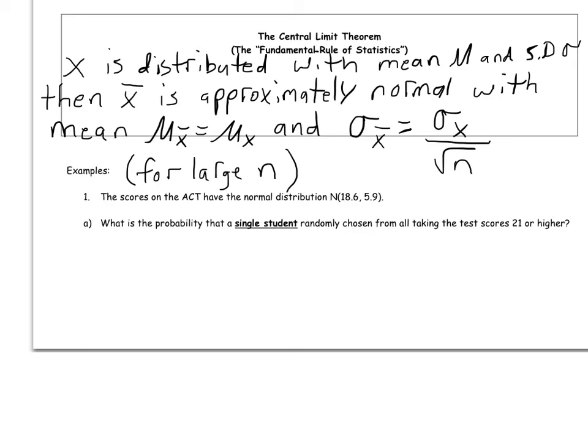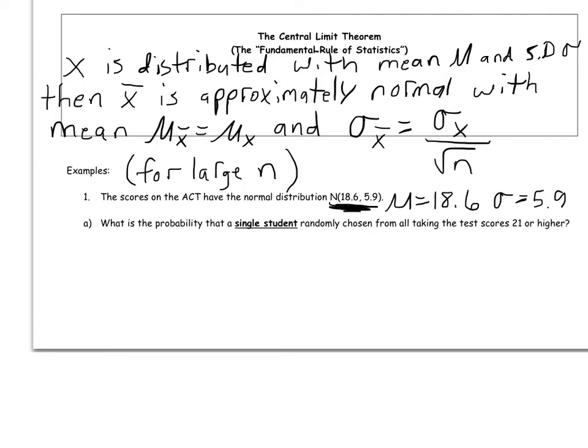So let's look at a problem here. The scores on the ACT have a normal distribution where the mean is 18.6 and the standard deviation is 5.9. That's what that notation means right there. That's that the scores are normally distributed. That's what the capital N means. The first number listed is the mean, and the second number listed is the standard deviation. We've seen that notation before.